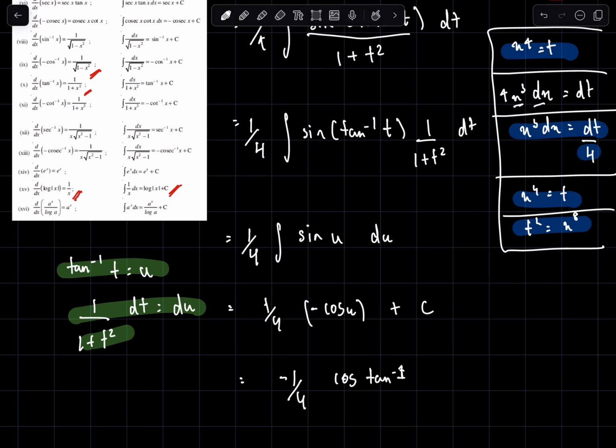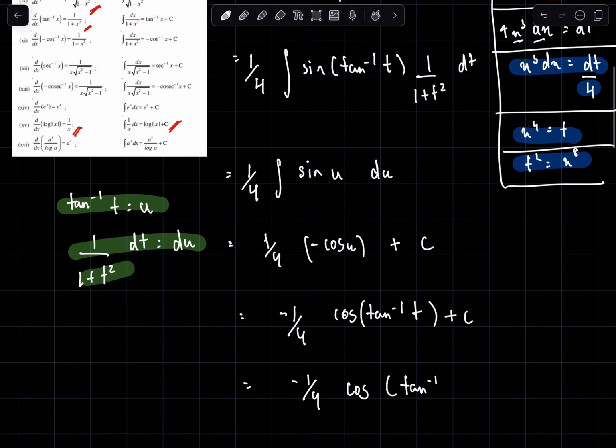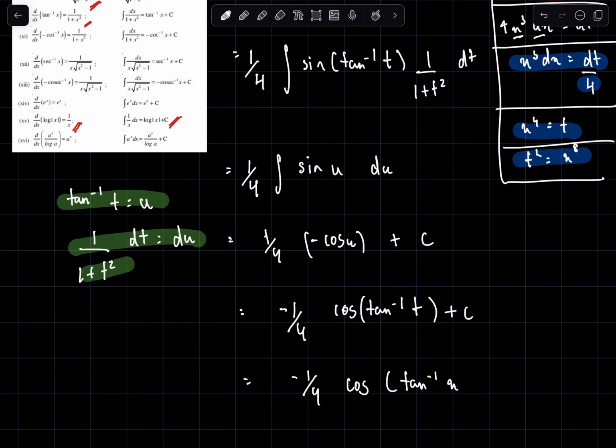Tan inverse t, plus c. Now you substitute for t, which is equal to minus 1 over 4 cosine tan inverse, what is t right now? x to the power 4, plus c. Simple. Right, so let's confirm question number 37. So, yes, correct.